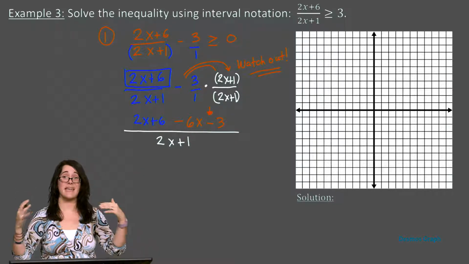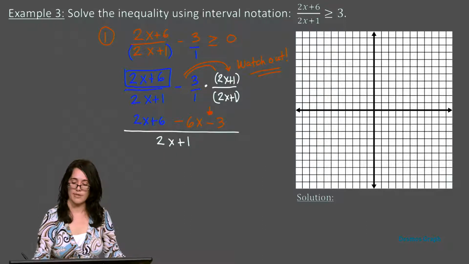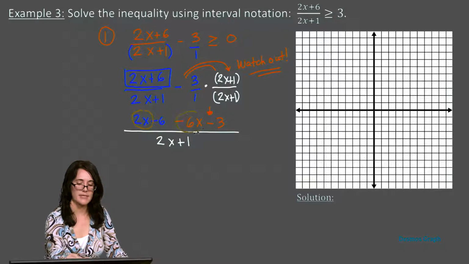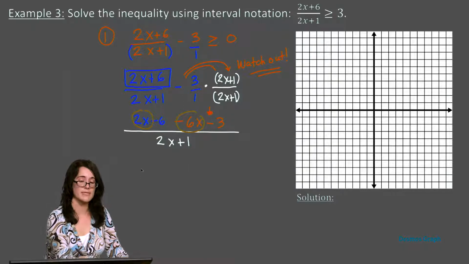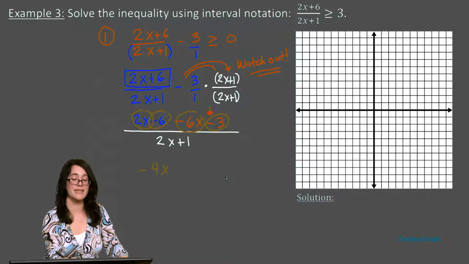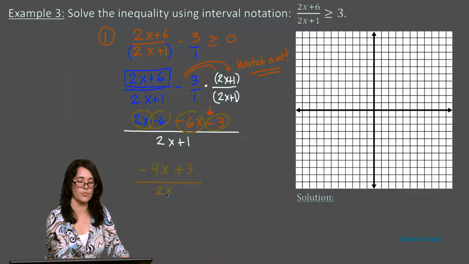This is all basic algebra right now. We haven't even gotten to the fun new stuff, but we're just trying to get it into a place where we can recognize what's going on. So let's take a look at what this is. 2x and -6x are like terms, so our leading term is now -4x in our numerator. We also had a +6 and a -3, so our constant term, when we combine 6 minus 3, is +3, isn't it? Over the denominator, 2x plus 1.